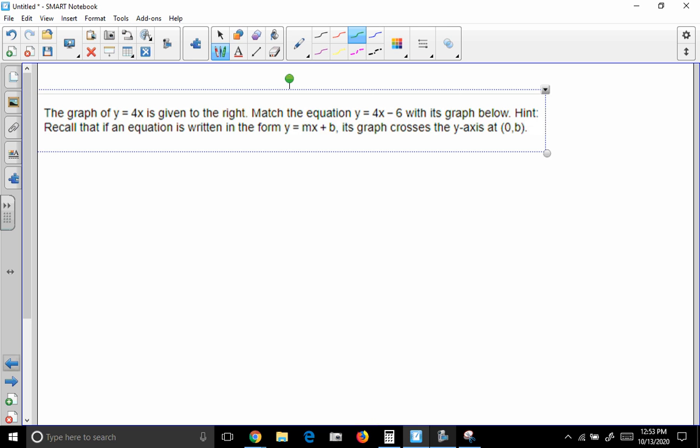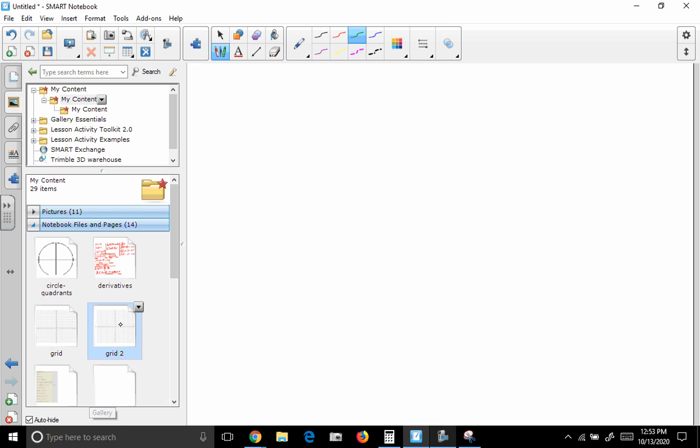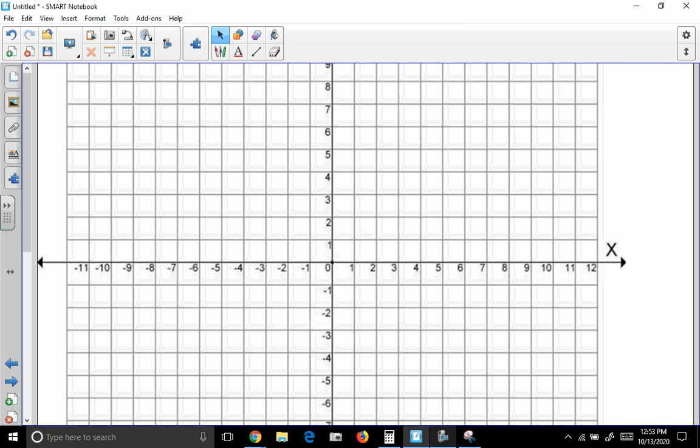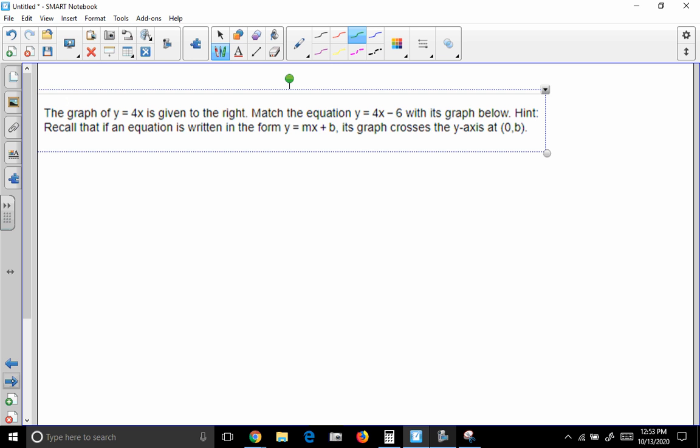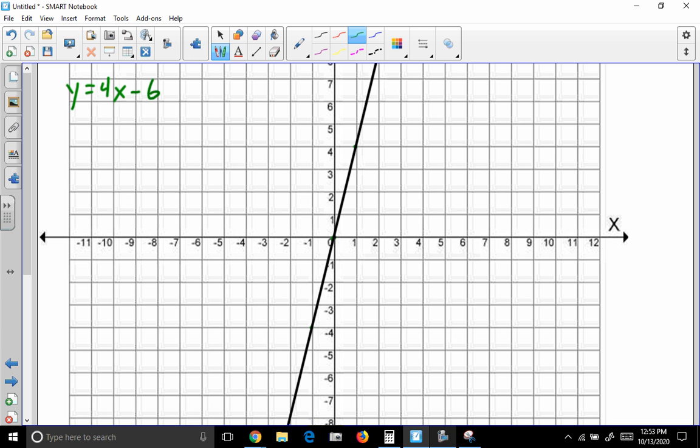So on this one, they give us the graph of y equals 4x. So let me draw that. If we graph y equals 4x, the graph looks like this. And then they want us to graph y equals 4x minus 6. 4x minus 6.